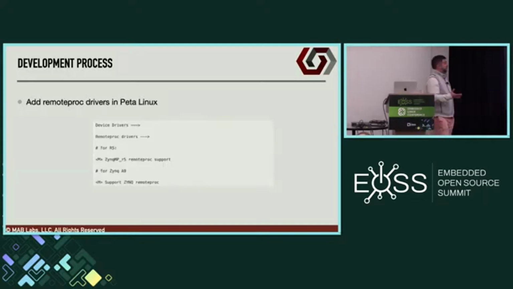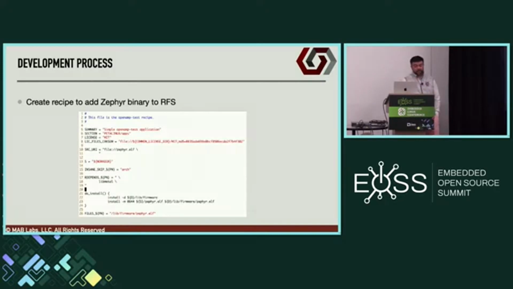So on the PetaLinux side, it was pretty straightforward. We go through the PetaLinux configuration. It's not the focus of this talk. All we need to do is enable the remoteproc kernel modules and drivers so that we have that capability in Linux essentially. And then something that I needed to do is to create the recipe in PetaLinux to add the Zephyr binary.